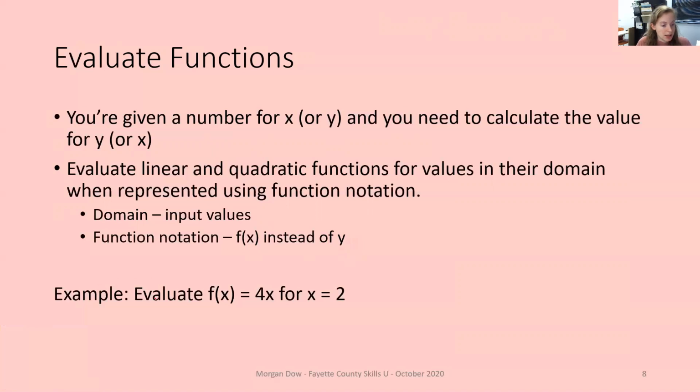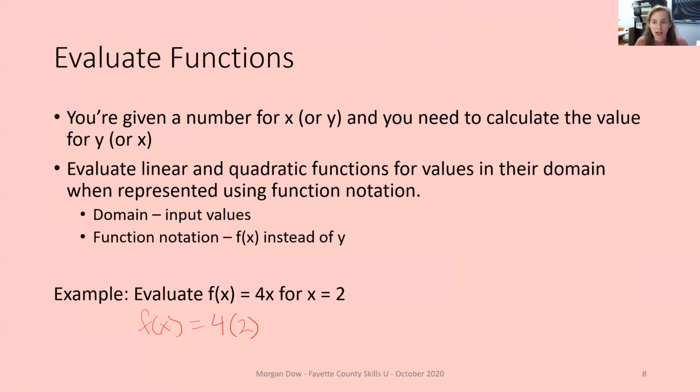So let's try this example down here. It says evaluate f of x equals 4x for x equals 2. So this problem is telling me that my input is 2. So I'm going to plug in my input. So I'm going to replace x with 2. I'm going to put parentheses around that 2.